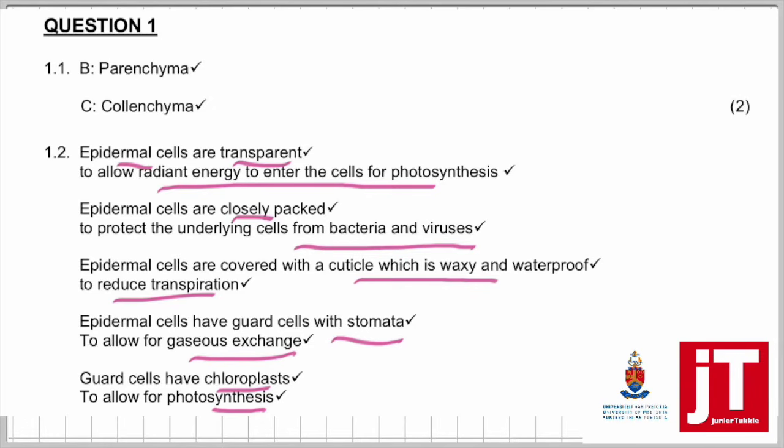Now, tissue A was the epidermal tissue. So here they talk about the epidermal cells, and the structural adaptations, they tell you how the structure helps the function. They give you a very good explanation. They don't just say protection. You must say protection from what?